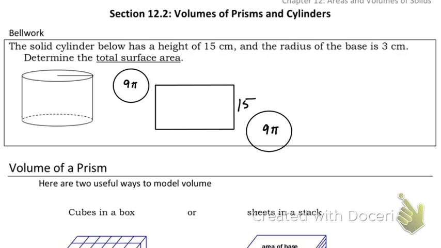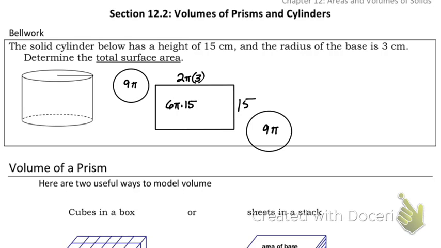Gracie? Oh, the circumference of this. Oh, because it wraps around that circle, right? So we need the circumference of the circle, which is going to be 2 pi r, which is 2 times pi times 3. So this inside is going to be 6 pi times 15.